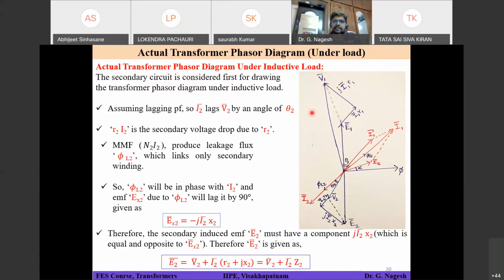It is not a physical inductor that we are placing. The flux phi L1 has created this kind of situation for us, and we want to represent it in terms of an electrical parameter. That's why it has come as plus j into I1 into X1. It is not R1 here, it should be X1. So there is no physical inductor we are actually connecting. The impact of leakage flux has created this term. That's all.